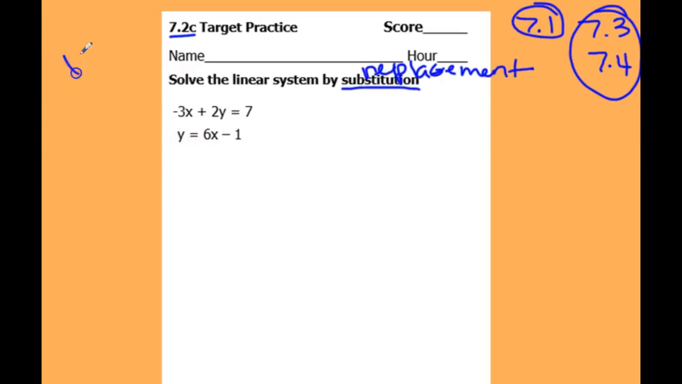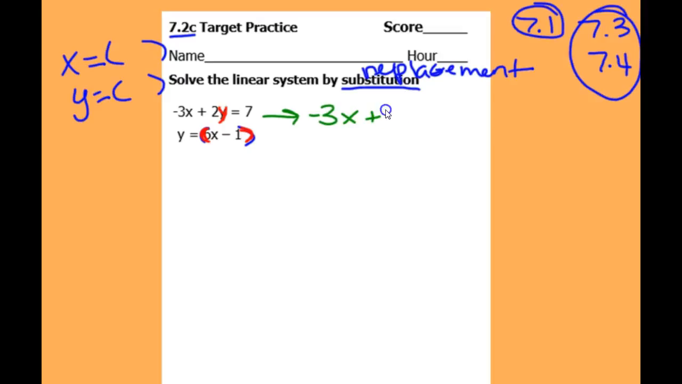So we know we need x or y by itself, and we're going to replace that letter with whatever it's equal to. So this one we have y by itself. Y is really equal to 6x minus 1. So in my other equation, anytime I see the letter y, I'm going to replace it with 6x minus 1. So I'm just going to rewrite this equation. It says negative 3x plus 2y equal to 7.